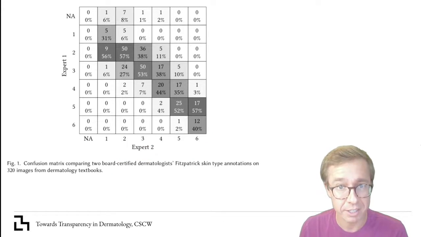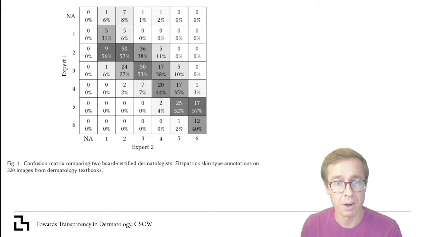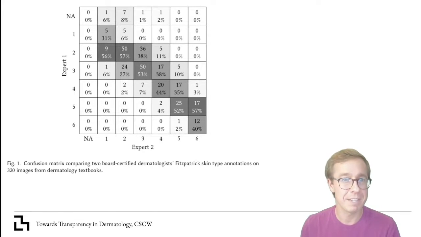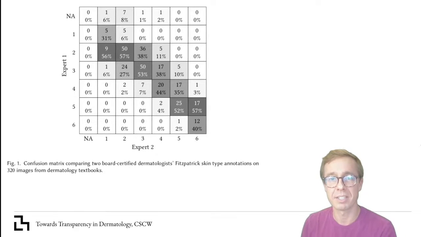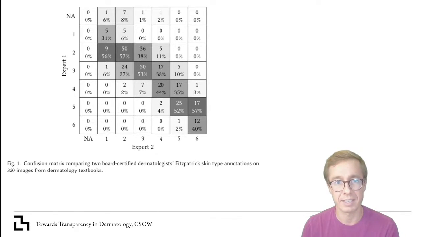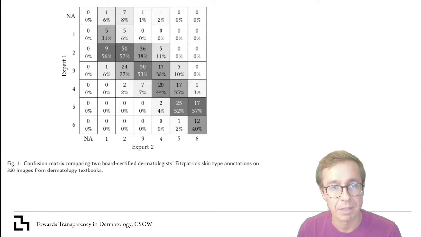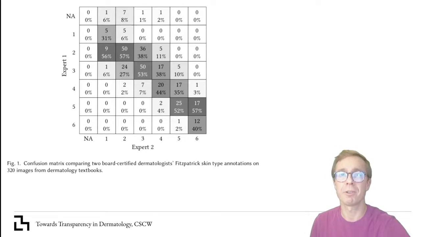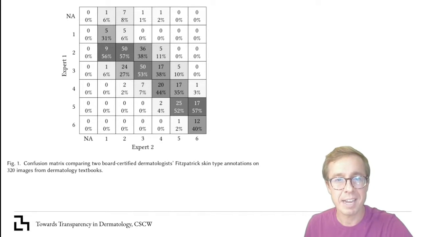Here's a confusion matrix showing the same two dermatologists over the 320 textbook images that they labeled. And what we see is that annotations between two dermatologists line up exactly in about 50% of images. That's about half of images that you're getting the exact same annotation out of the 6 categories that you might choose, and a 7th category being not applicable. But if you take a close look at the confusion matrix here, you'll notice that the experts rarely disagree very much. In fact, expert annotations are within 1 unit of each other in 93% of the images.